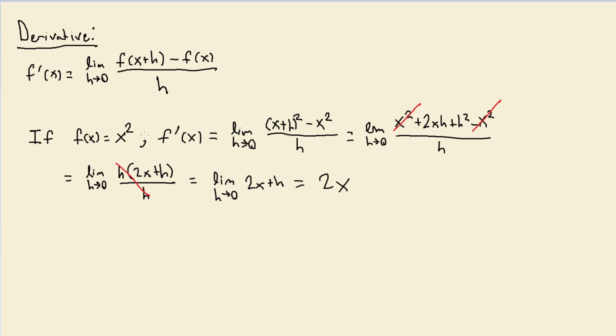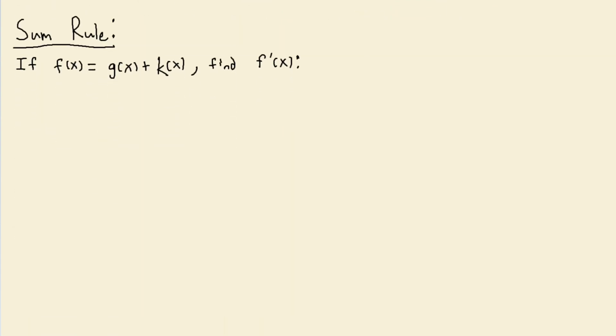That is going to allow us to take the derivative of any polynomial function. So let's get started. Right, the first thing that's going to help us in this endeavor is going to be the sum rule. So if we have a function f of x that is defined as the sum of 2 other functions, in this case g of x and k of x, can we find some way to differentiate that?